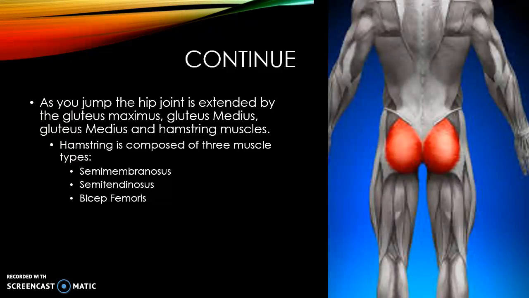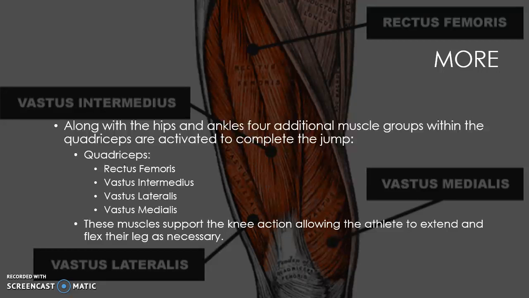Next, during the jump, the hip joint is extended by your gluteus maximus. Also, the hamstring is utilized but is composed of 3 muscle types. Next, along with the hips and ankles, there are 4 muscle groups within the quadriceps that are activated to complete the jump. These muscles support the knee, allowing the athlete to extend and flex their leg as necessary.